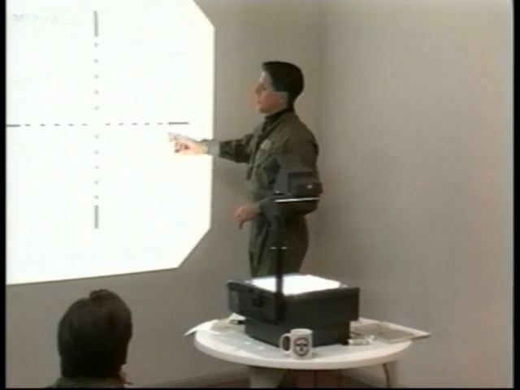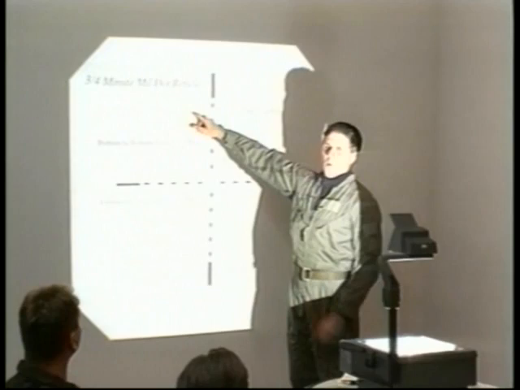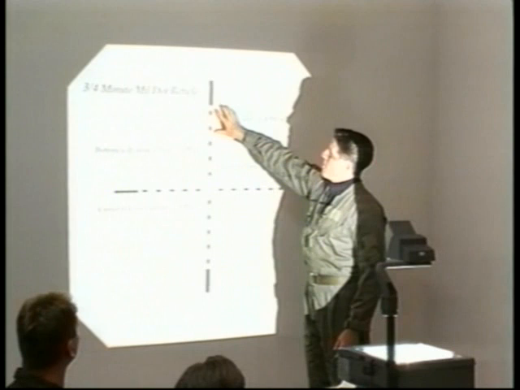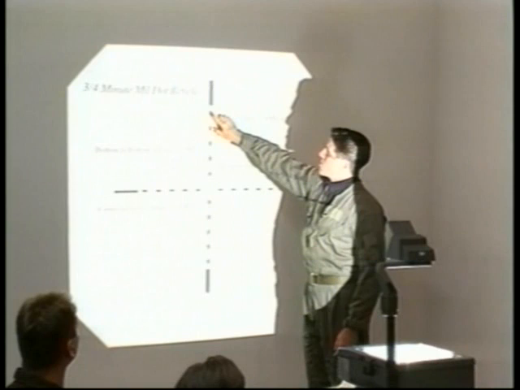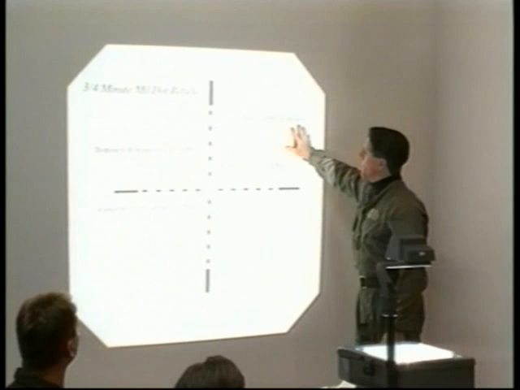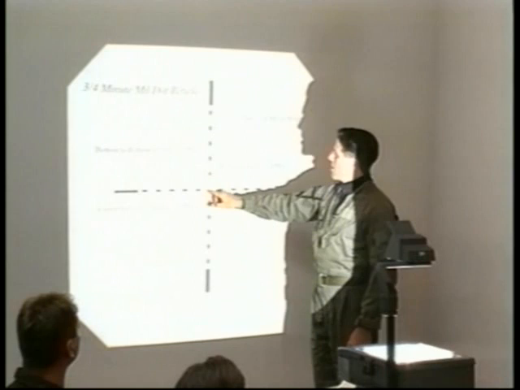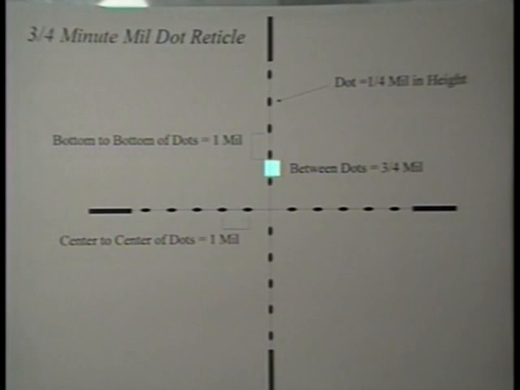Let's talk about what we typically see in a mil dot scale. It's typically called a 3/4 minute mil dot reticle, so I'm already mixing degrees with radians in this system. What the 3/4 minute mil dot actually means is that the dot is approximately 3/4 of a minute, although that's just an approximate measurement. As I'm looking up here, from the center point of my reticle to the center point of my dot, I'm looking at 1 mil. And this is all going to come into play when we're trying to measure something out. We need to know what this little scale is telling us. So center to center, we're looking at 1 mil. Between the dots, we're looking at 3/4 of a mil. And the dot height is actually 1/4 of a mil. So we have a few different types of measuring devices in our reticle.